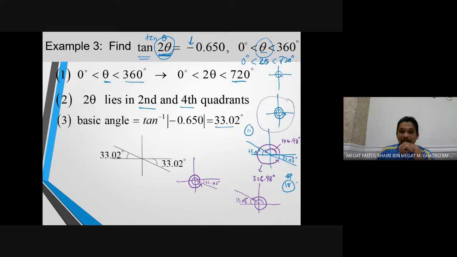Okay, so just imagine for this one, one complete cycle, 360 plus 90, 450, and then plus 90, 540. 540 minus 33.02. Class, anyone? Okay, one complete cycle, 360, plus 90, 450, plus another 90 degrees, 540. 540 degrees minus 33.02 degrees equal to?